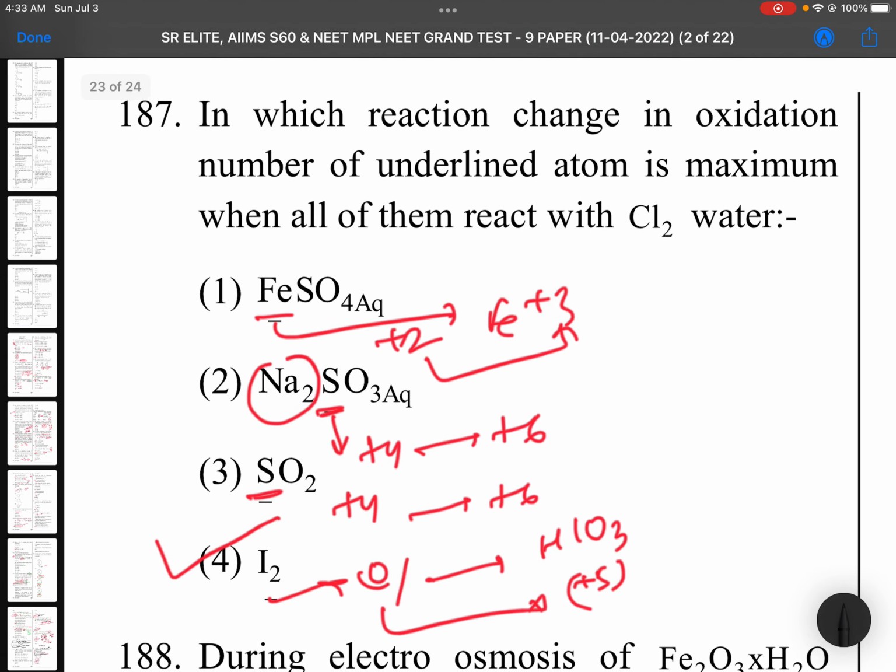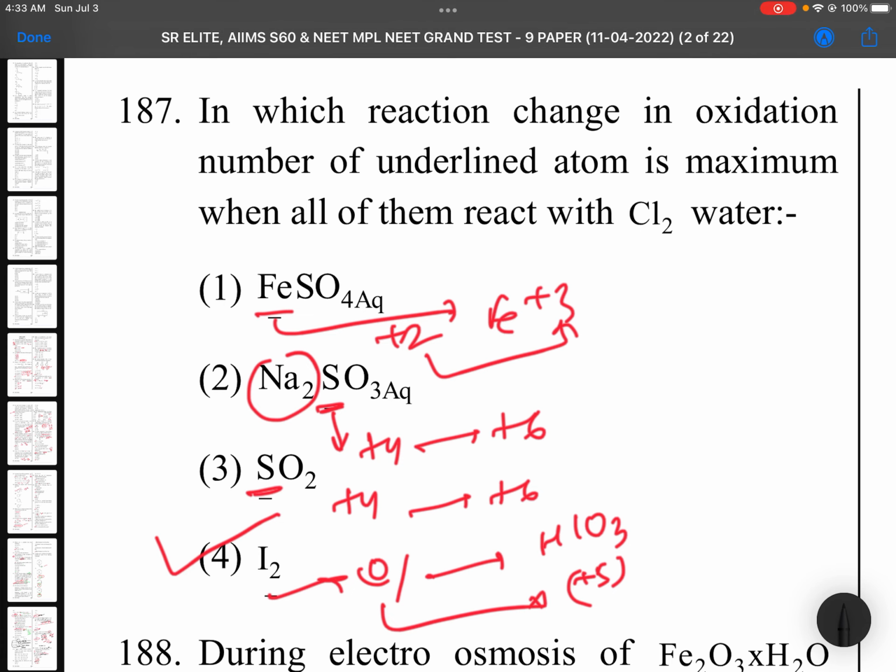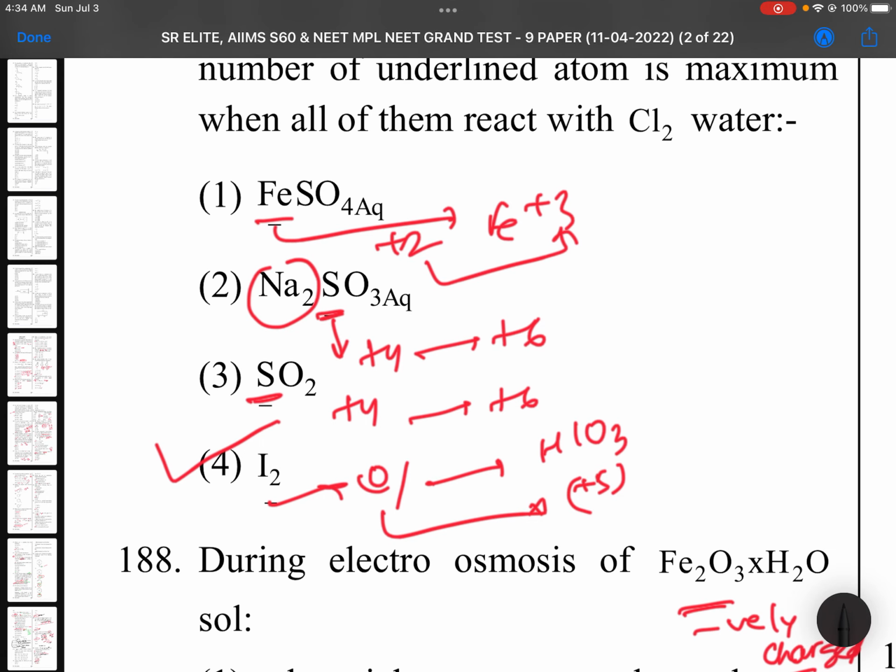Coming to, in which reaction is the change in oxidation number of the underlined atom maximum when all the atoms react with chlorine water. Chlorine water converts Fe2+ to Fe3+. Change in oxidation state is from plus 2 to plus 3, one change. Na2SO3 changes to Na2SO4. Change in oxidation state is from plus 4 to plus 6, plus 2. SO2 changes to SO3, the same, from plus 4 to plus 6. Change is plus 2. I2 changes to HIO3. When this change is taking place, it is 0 to plus 5. Maximum change can be noticed here.